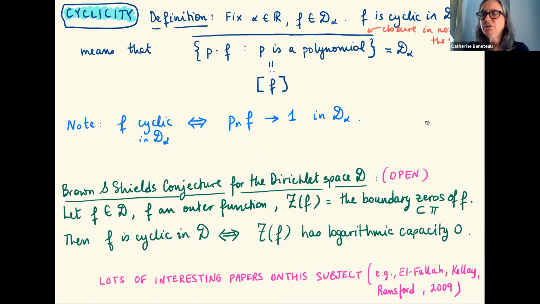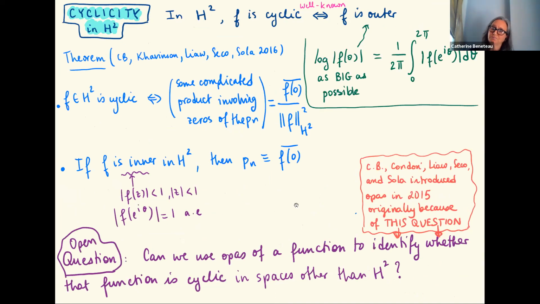So just to give you a feel for what we were and were not able to do, in the Hardy space, as we already mentioned, f is cyclic if and only if f is outer. That's basically from Beurling's result. There are many different definitions of outer. I think Javad talked about this the first week. One way to think about it is that certainly f has no zeros, and log of |f| of 0 is as big as possible. Sorry, there should be a log there, that's kind of important.